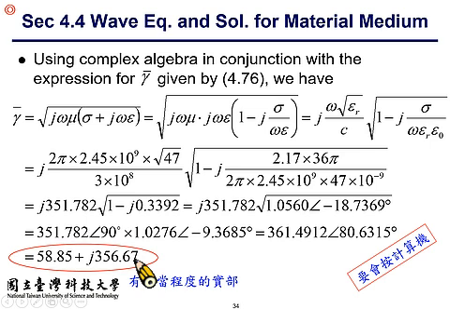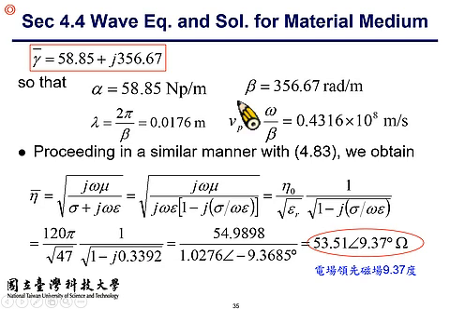So it has a sufficiently large real part. So what is the consequence of this result? If you have a large real part in your propagation constant, then it suggests you have a substantial wave attenuation. The real part is alpha, the attenuation constant, and the unit is Neper per meter, and the phase constant is the imaginary part, so beta is 356.